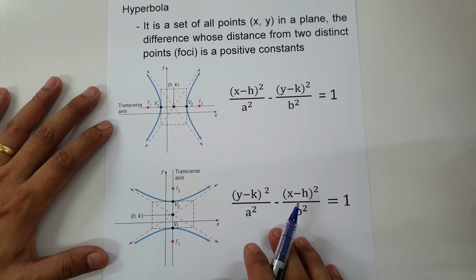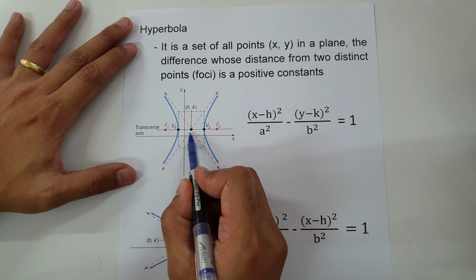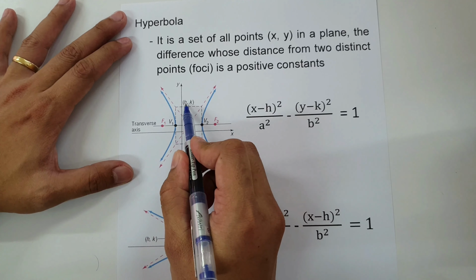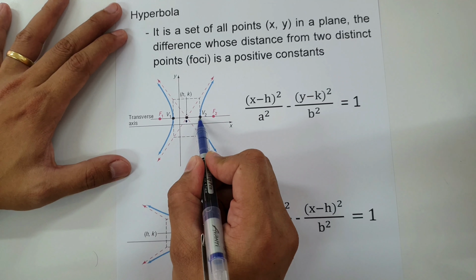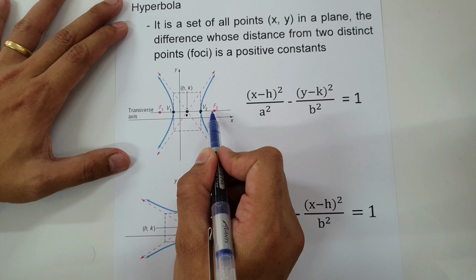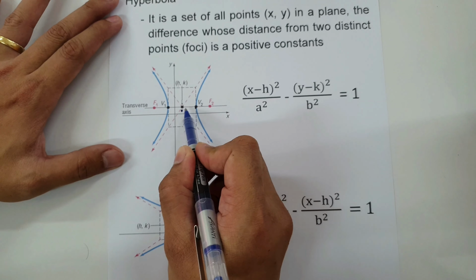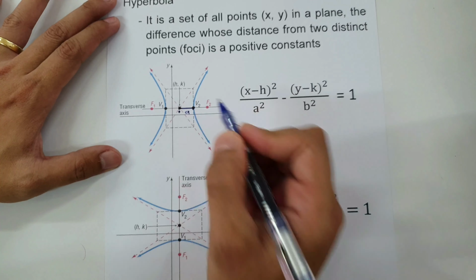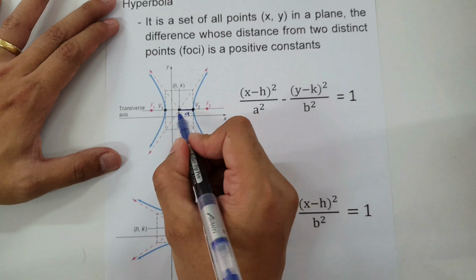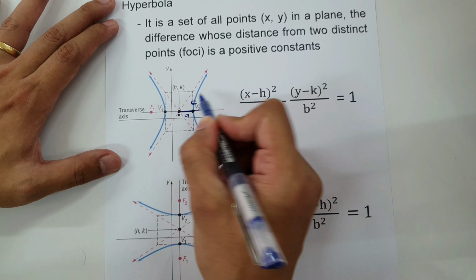Now, let us determine the different parts of a hyperbola. As you can see, we have here the center. The center is always (h, k). And we have here the vertices, and the foci. The foci are always aligned with the vertices. The distance from the center to a vertex is always the value of a, and the distance from the center to a focus is always the value of c.